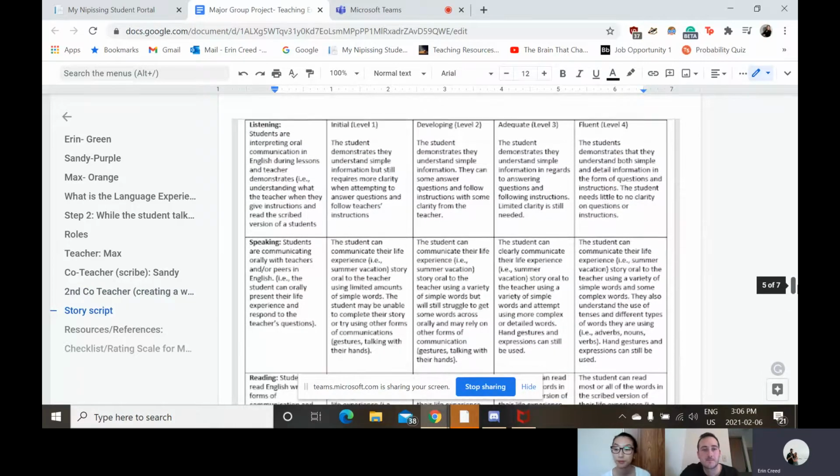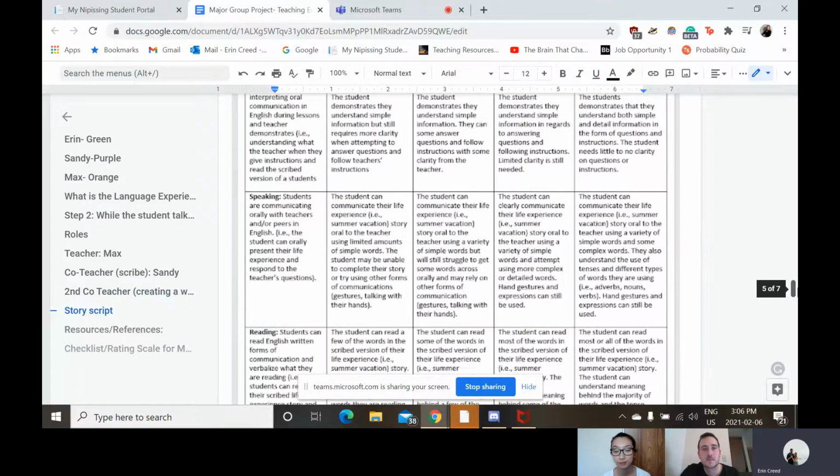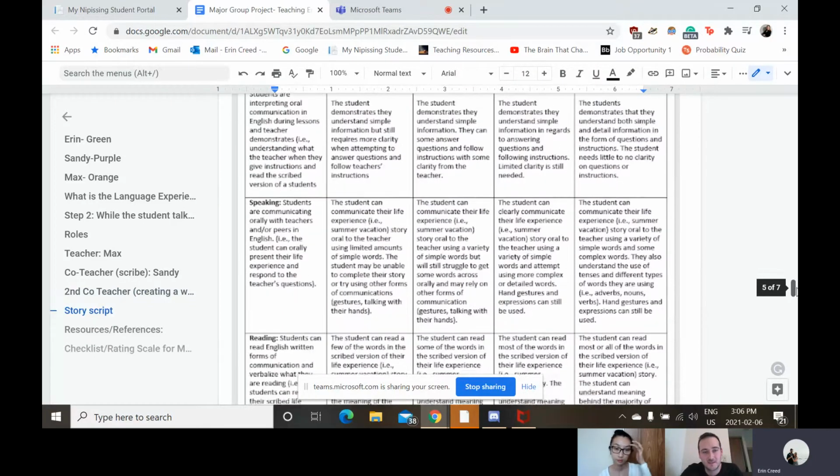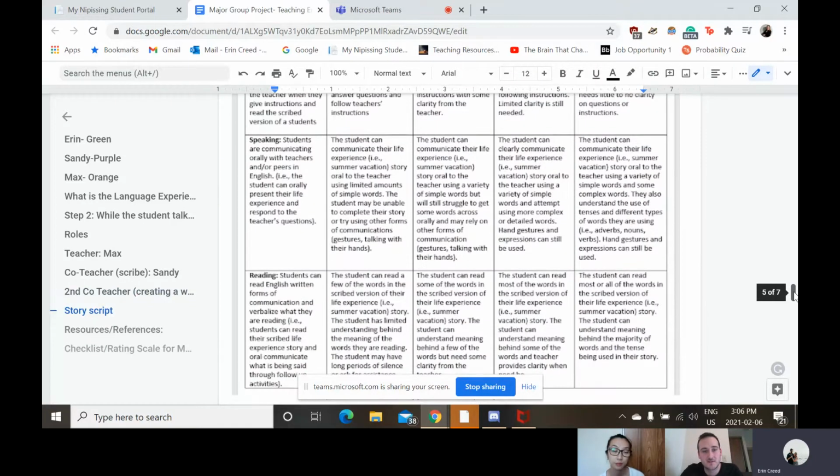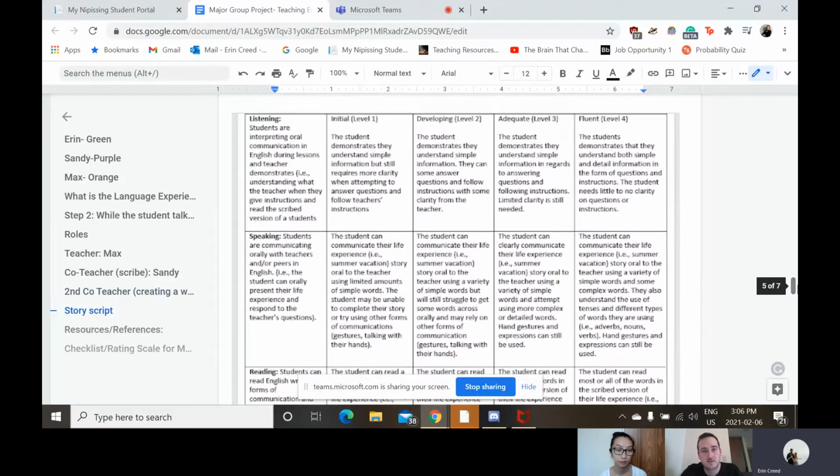So in our rubric, we looked at 3 specific things. We looked at listening, speaking, and reading. We aren't assessing writing in this mini lesson. And in regards to levels, we did 4 levels. So initial is level 1, developing is level 2, adequate is level 3, and fluent is level 4.